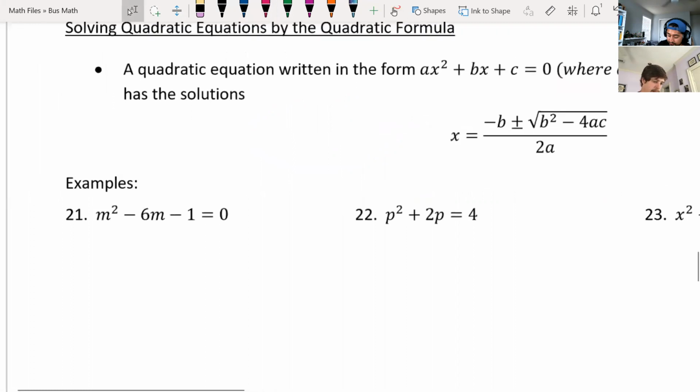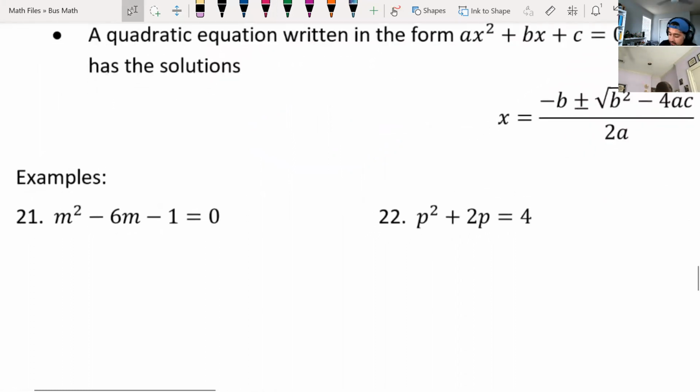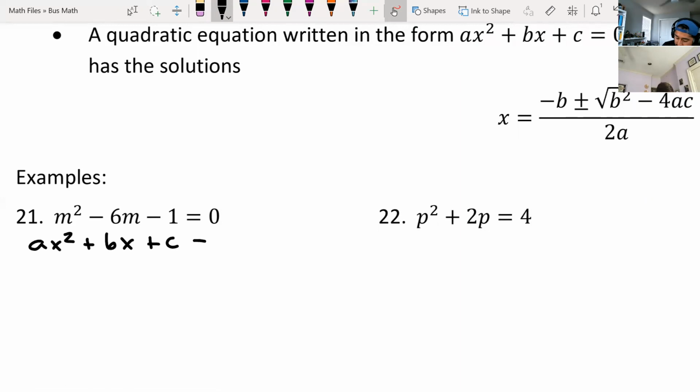So let's try it out. First up, m squared minus 6m minus 1. Okay, so what we're going to do is label our coefficients. This is going to be in the form of ax squared plus bx plus c equal to 0. So this means that a is 1, b is negative 6, and c is negative 1.